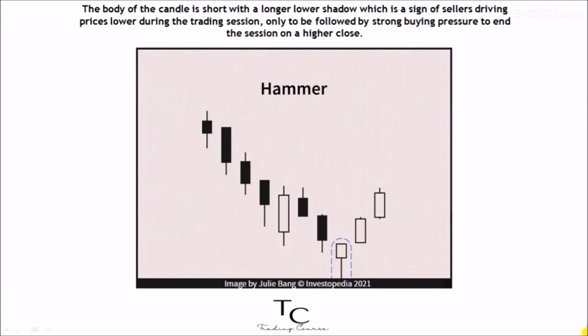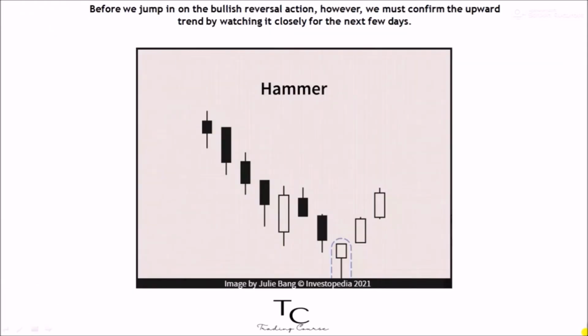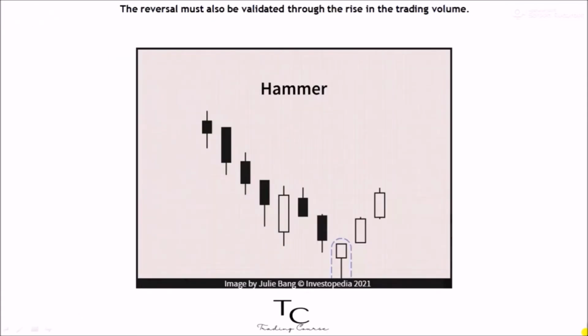The body of the candle is short with a longer lower shadow, which is a sign of sellers driving prices lower during the trading session, only to be followed by strong buying pressure to end the session on a higher close. Before we jump in on the bullish reversal action, however, we must confirm the upward trend by watching it closely for the next few days. The reversal must also be validated through the rise in the trading volume.